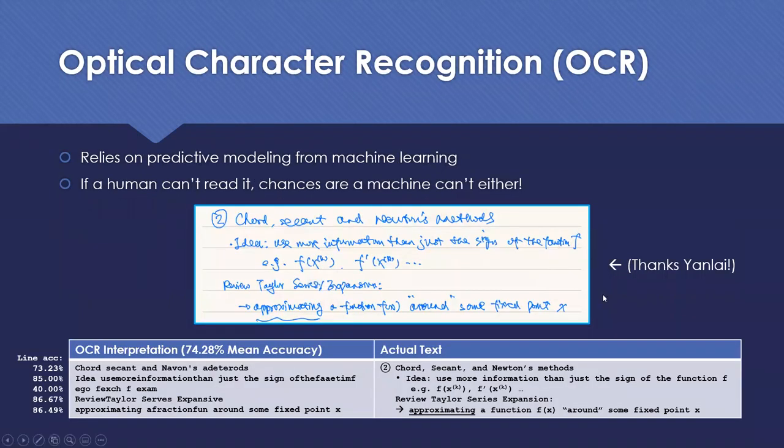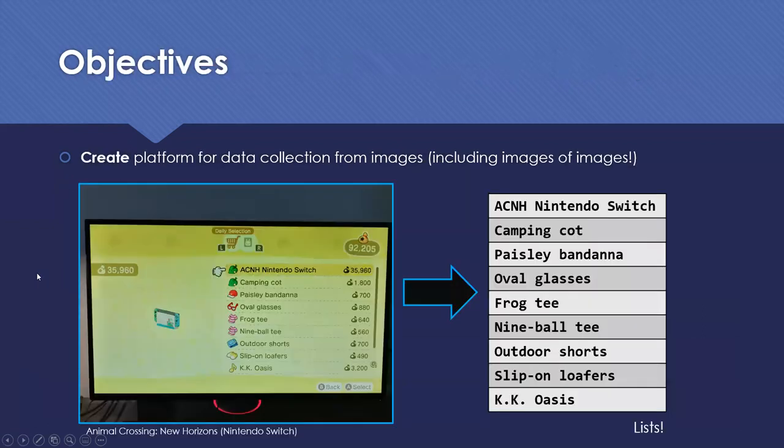Now, this does rely on predictive modeling for machine learning, and if a human can't read it, chances are a machine can't either. For example, right here, this is handwritten text. It's pretty hard to read. The OCR interpretation from it is right here. It's not quite so good. Actually, it's pretty close, but it's not good enough, really. You can see it's a pretty big difference between what's here and here. So there are some limitations to how well the model can perform.